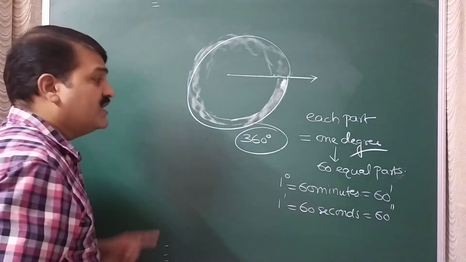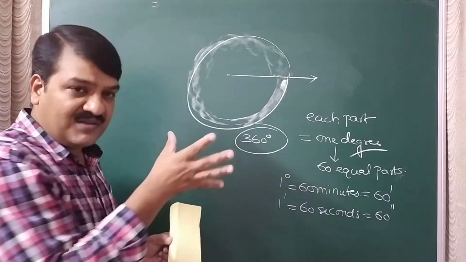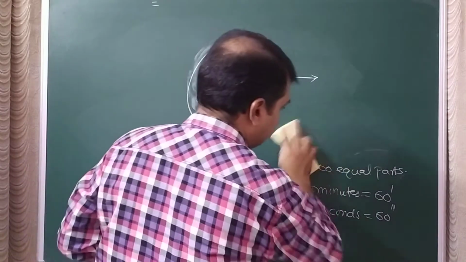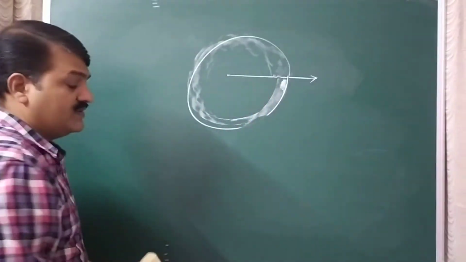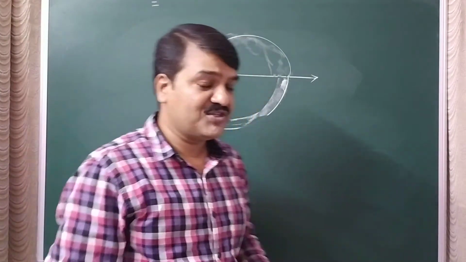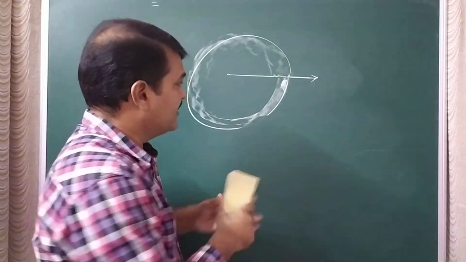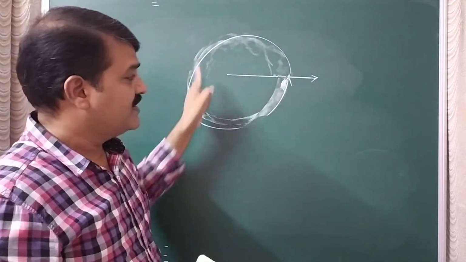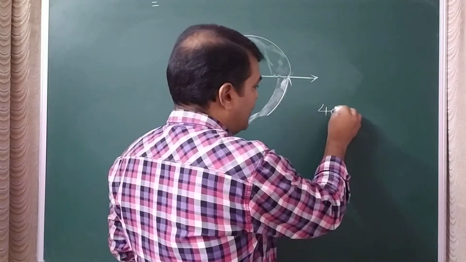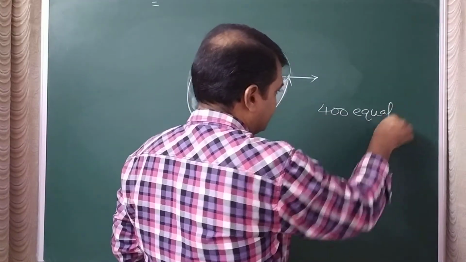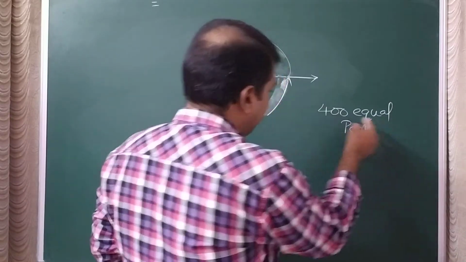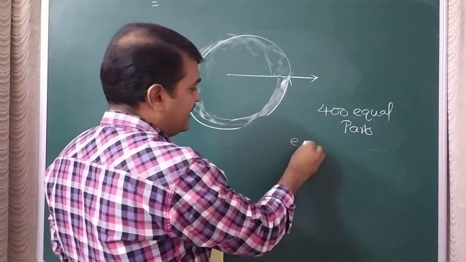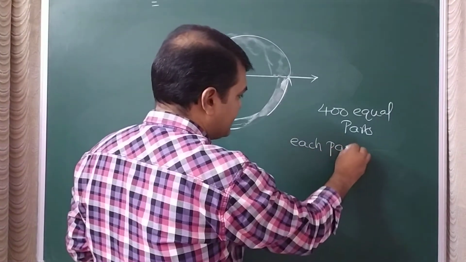Now let us come to grade measure. So this was about degree measure. Now let us come to grade measure, the second measurement we are discussing. In grade measure, one complete circle, one full cycle, is divided into 400 equal parts, and each part is called a grade.